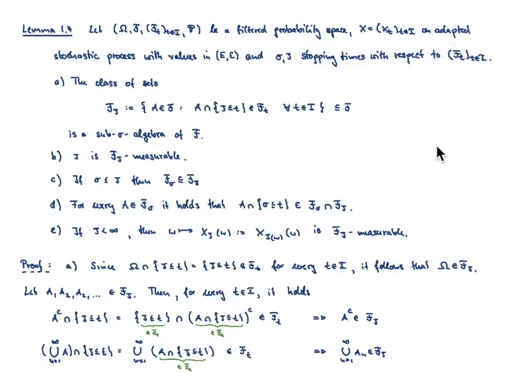So let us come now to the next statement, namely that for every event A from the sigma algebra F_sigma, it holds that the intersection of this event A with the event that sigma is less than or equal to tau is contained in the intersection of these two sigma algebras.